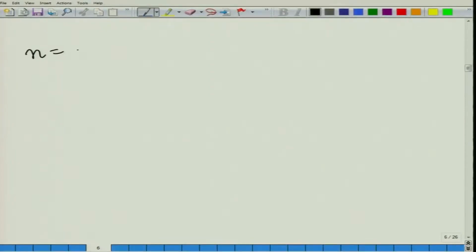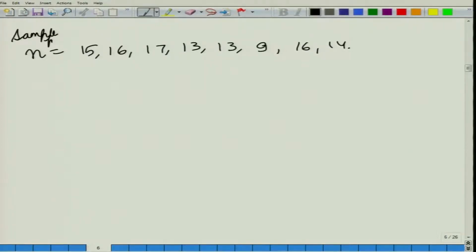We have n is equal to 15, 16, 17, 13, 13, 9, 16 and 14. These are all different sample plots, sample plot 1, 2, 3, 4, 5, 6, 7, 8. So, what is the average number of trees per sample plot? How do we find that out?